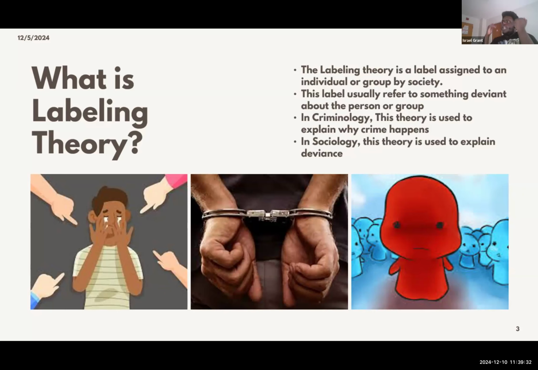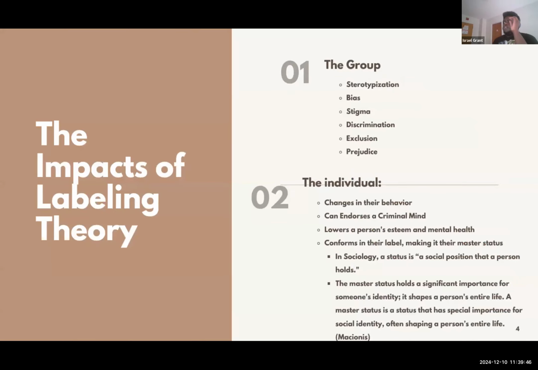So, more generally, the labeling theory is when you assign a label to an individual or group in a society, and this has many consequences. If you label a group, it can lead to stereotypes, bias, stigma, discrimination, exclusion, and prejudice. On the individual, it affects them a lot more because it changes their behavior. Like I mentioned before, it's going to cause them to be more deviant. It will endorse a criminal mind.